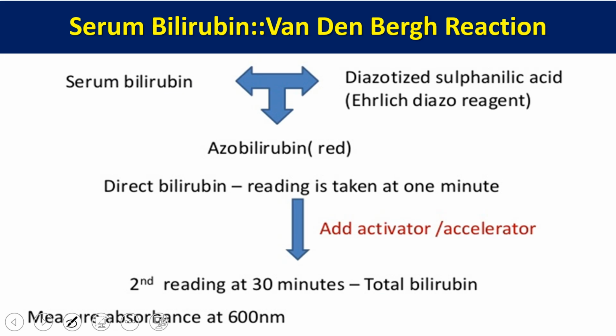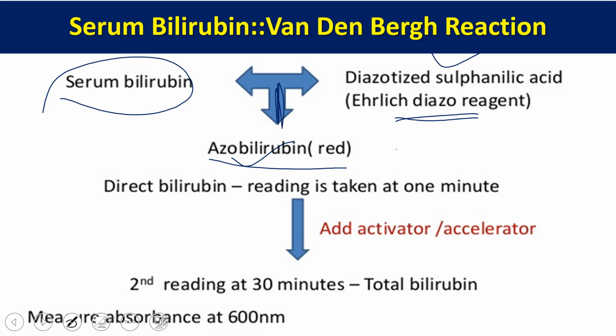What is the test, and how do we perform it? If we have a serum bilirubin sample or a test sample, this sample may have bilirubin either conjugated or unconjugated, or both. This bilirubin reacts with the diazotized sulfanilic acid and gives us azobilirubin, which has a pink or purple color. Because this reagent is prepared in water only, only water soluble bilirubin reacts here, which means this reaction is only because of conjugated bilirubin.